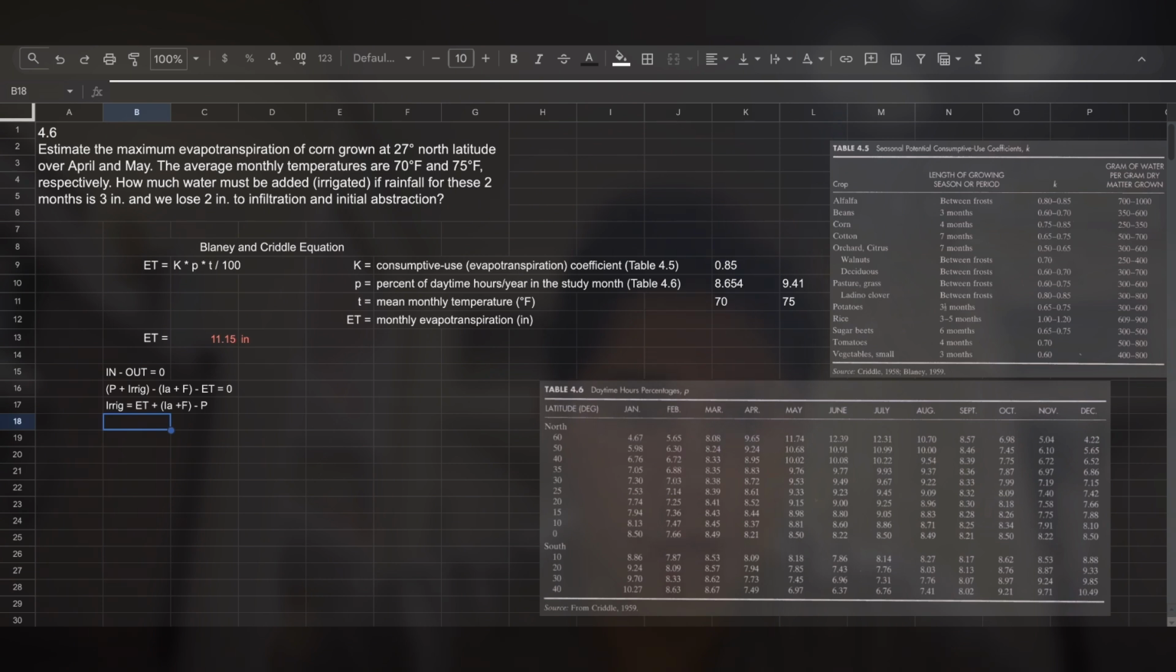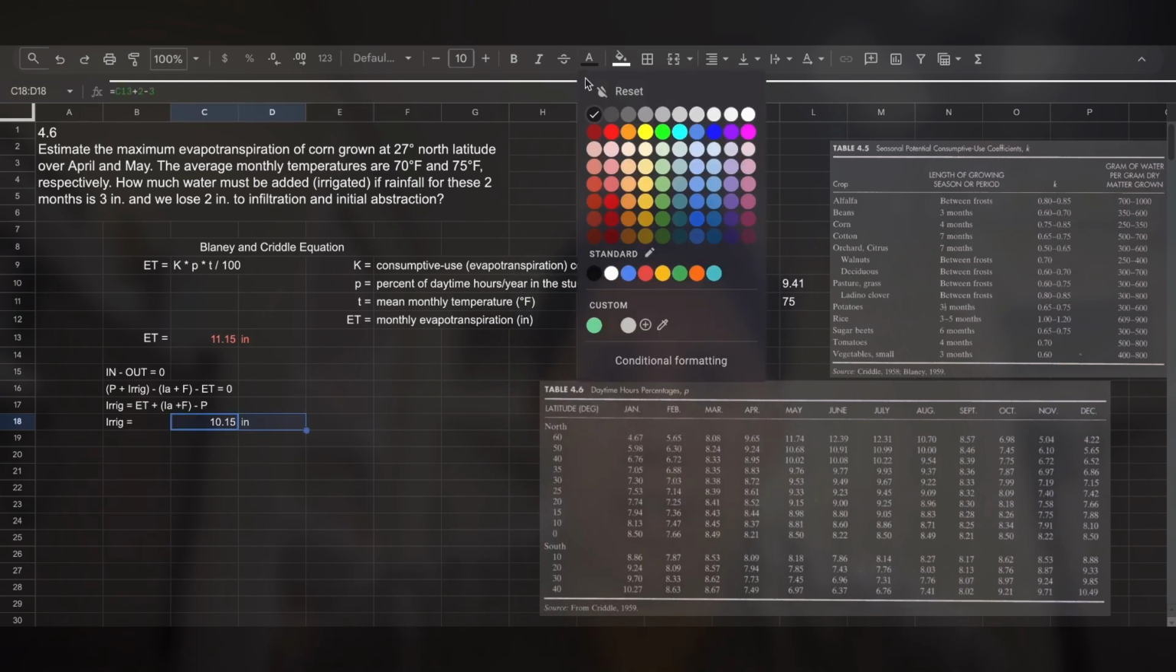And if we plug in our values, we get the irrigation equals the evapotranspiration that we solved up here, about 11.15, plus the initial abstraction and infiltration that we say is 2 inches, plus 2, minus the 3 inches of precipitation. So we get that we need to irrigate 10.15 inches. I hope this makes sense.